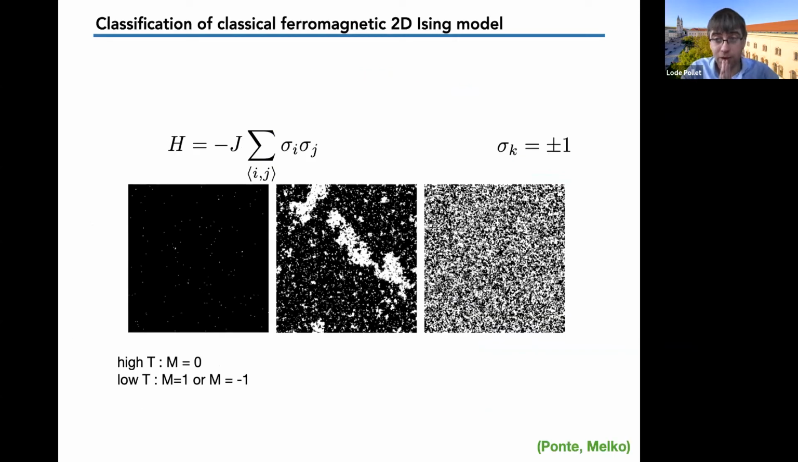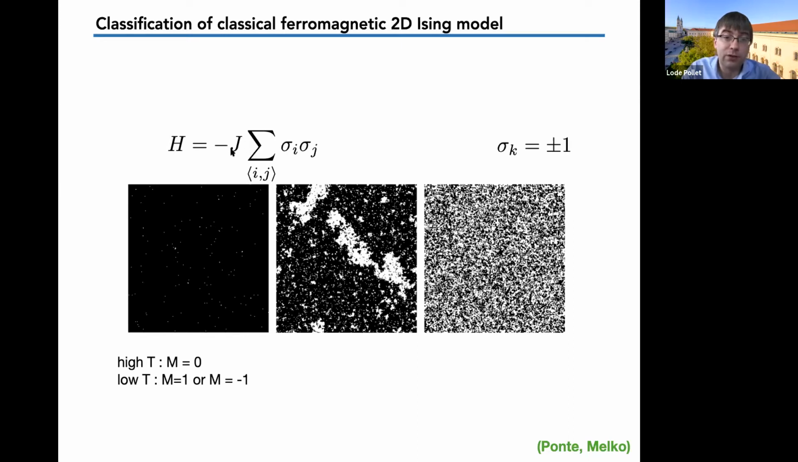Okay, now let me mention in more detail the paper by Ponte and Melko. This is about the classification of a classical ferromagnet, a classical 2D Ising model. In the classical Ising model, you have a 2D square lattice, and on every lattice point you have a classical spin degree of freedom. That is, this variable sigma can either point up or down, labeled here by values +1 or -1.